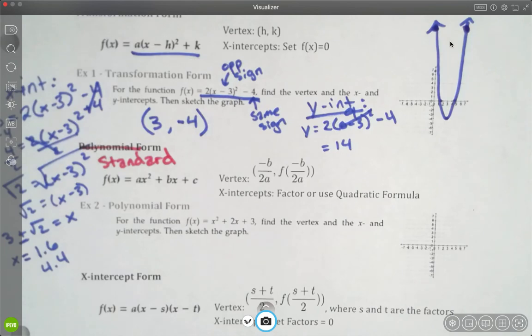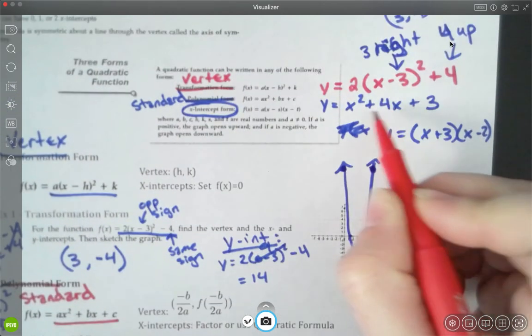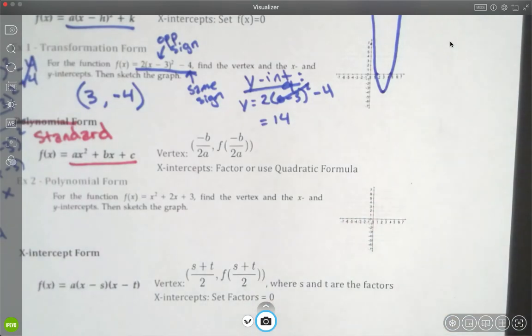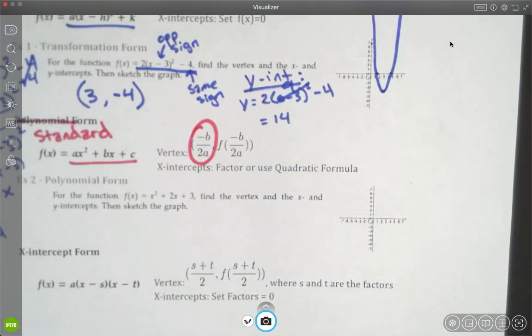Those 2 numbers, that's your vertex. But standard form is a little bit different. It's ax squared plus bx plus c. You've seen that before. My example of standard form up here was x squared plus 4x plus 3, right? How do you find the vertex when you are in standard form? You don't. You give up on it. Okay. There's a formula. It's right here. You need to remember this. Negative b over 2a. That's how you're going to find the vertex when it's in standard form.